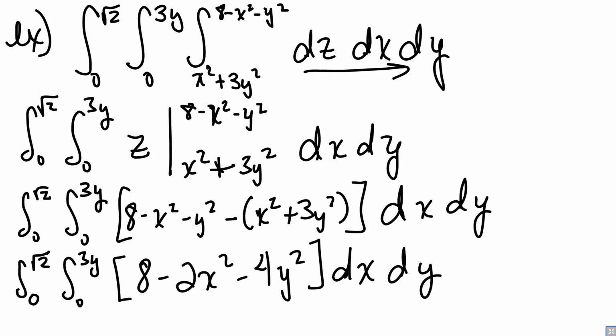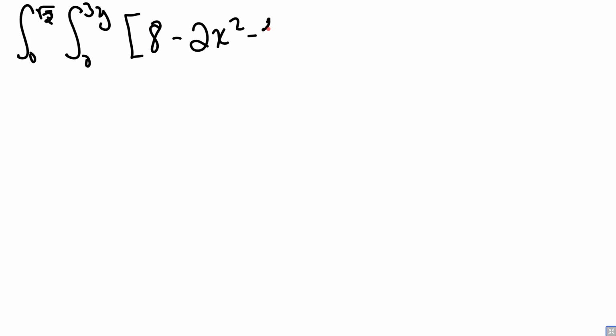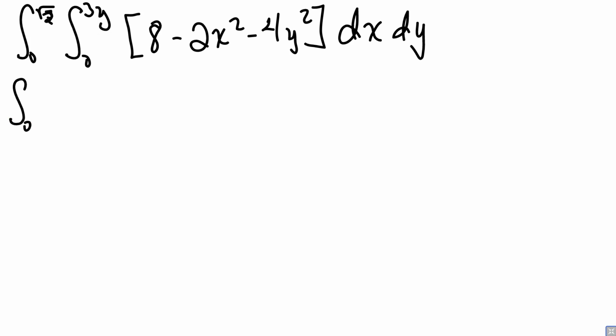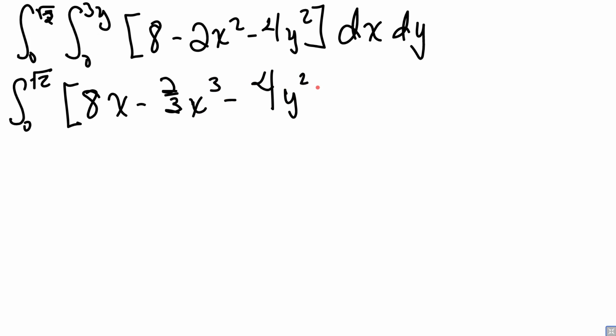So now we're going to integrate with respect to x. I'm just going to go to a new page and rewrite the last line. So we have the integral from 0 to the square root of 2, integral from 0 to 3y of 8 minus 2x squared minus 4y squared, and dx dy. If we integrate with respect to x, we're going to have 8x minus 2/3 x cubed minus 4y squared x. And we're going to evaluate this from 0 to 3y dy.